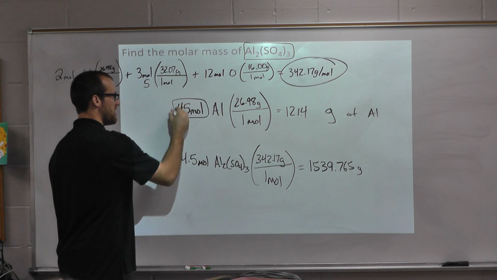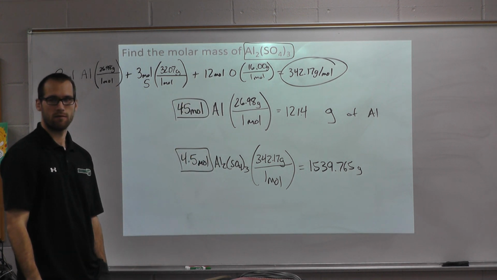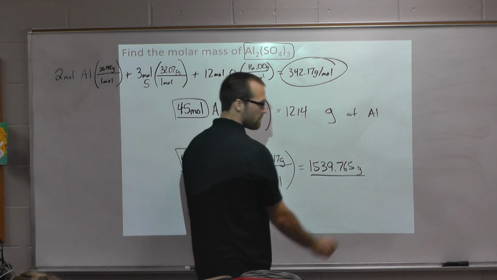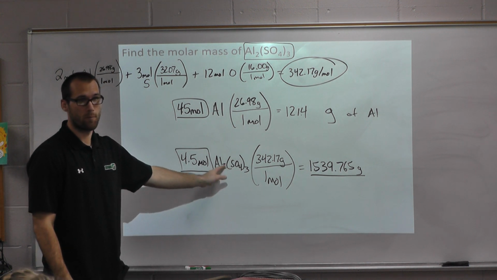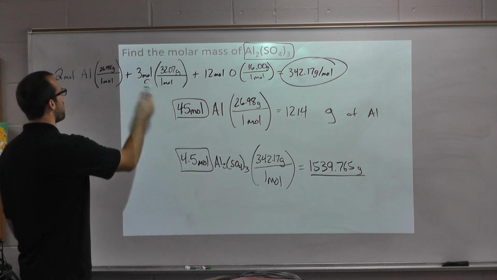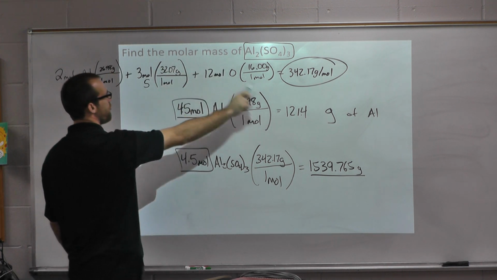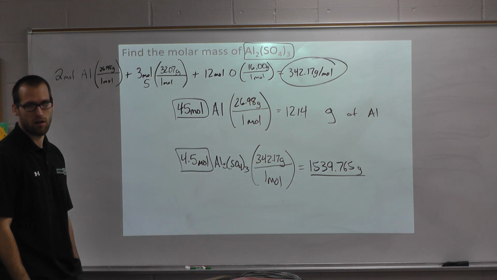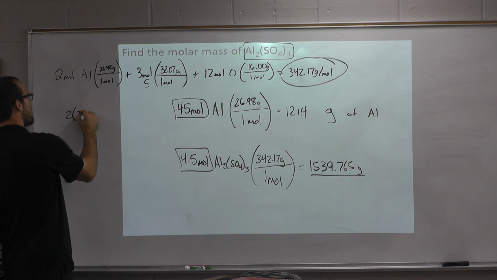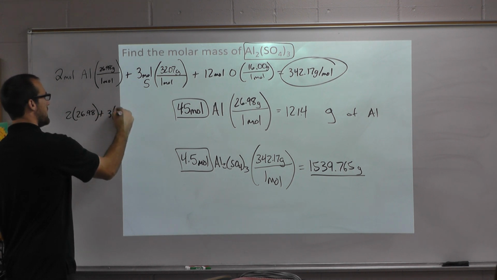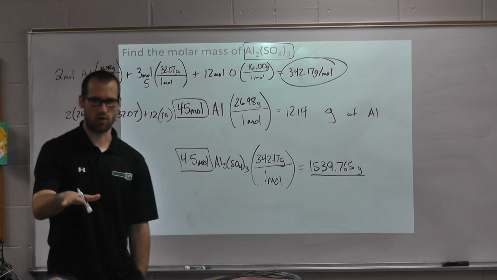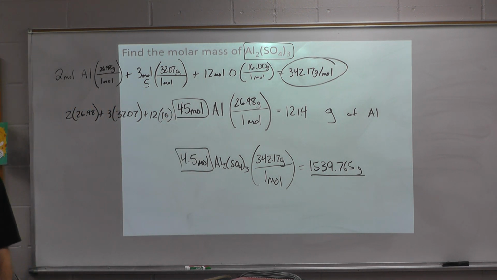Notice that I have the same amount of each particle. Everyone see that? But they do not weigh the same, because this is a bigger particle. Now let me just do this quickly. Every molar mass, when you've got a compound, will have this format. Notice where all the ones are. They're all on the bottom. So usually you'll end up just going 2 times 26.98 plus 3 times 32.07 plus 12 times 16, and you'll just do that quickly in your calculator. Make sense?